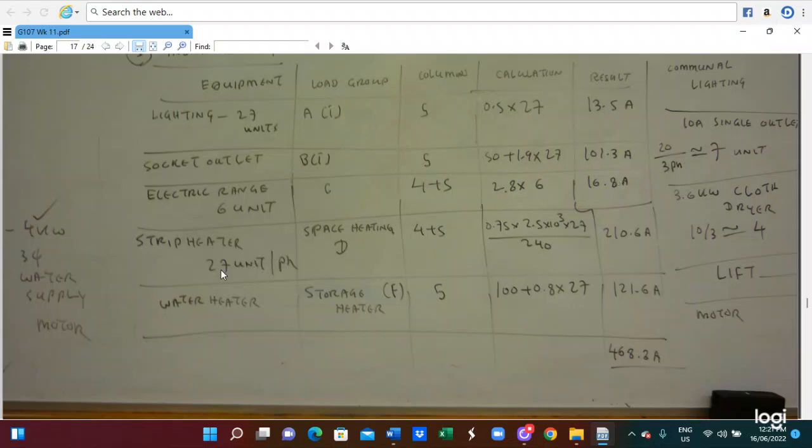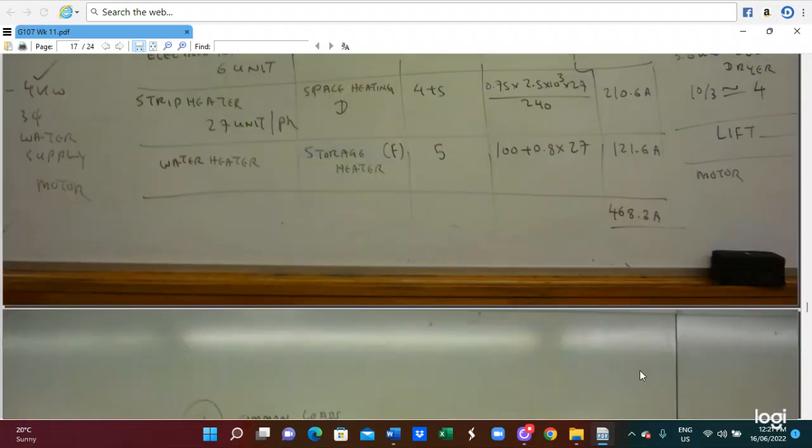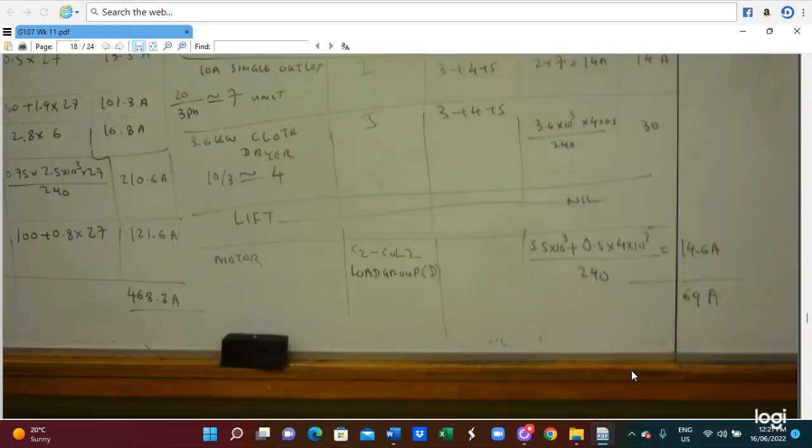Straight water heater is 27 units per phase. So low space heating, this is load group D, column 4 and 5. So the formula is 2.5 into 10.3 into 27 divided by 240 multiplied by 0.75. You got 210.6. Water heater is storage water heater, load group F, column 5. So the formula is 100 plus 0.8 multiplied by 27, 121.6. So we add all together, we got 468.2 ampere. So this is the way we calculate the total current.